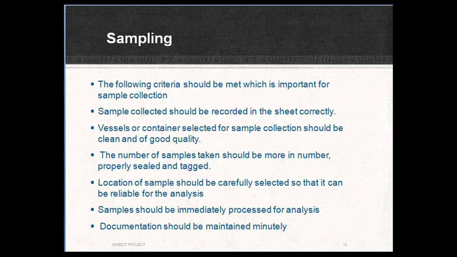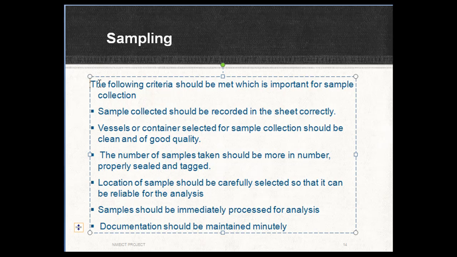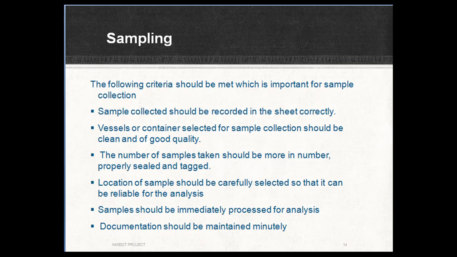The following criteria should be met, which is important for sample collection. Samples collected should be recorded in the sheet correctly. Vessels or containers selected for sample collection should be clean and of good quality. The number of samples taken should be more in number, properly sealed and tagged. Location of samples should be carefully selected so that it can be reliable for the analysis.